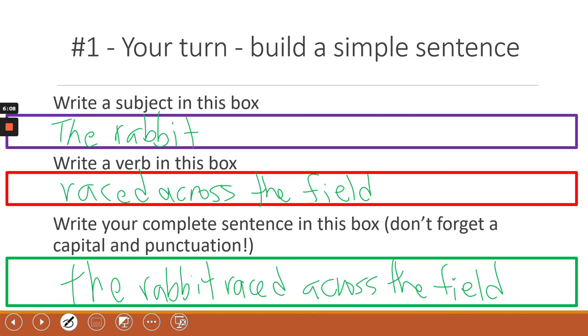I need to make sure two more things. Did I start with a capital? Oh man, I didn't. I better go back and fix that. There we go. Start with a capital. And I need to end with punctuation. Ooh, I forgot that too. So I'm going to go back and add a period. Or I could even make it really exciting. The rabbit raced across the field! Oops. So make sure when you are finishing your sentence, you don't forget a capital and punctuation. All right, on the next few slides, you will have a chance to underline the subject and circle the verb, and then you're going to try writing a couple more sentences of your own.